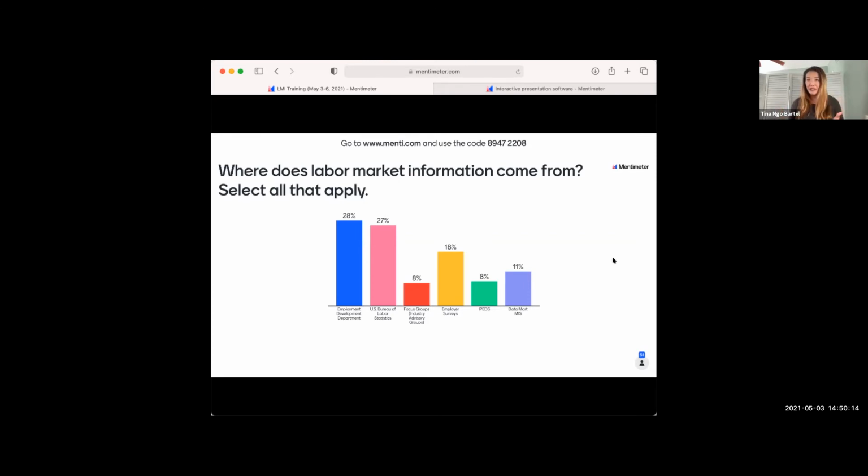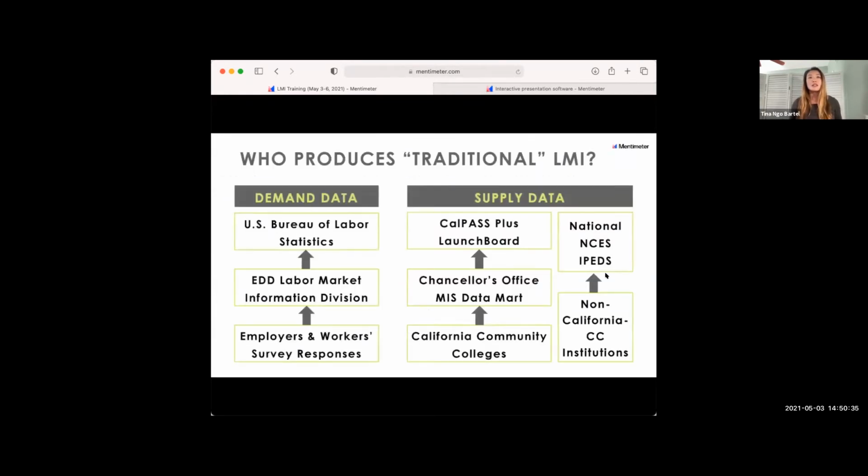And then we talked about IPEDS, which is what non-California community colleges also report to, but I just wanted to clarify that non-California community colleges don't actually use TOP codes or report to Data Mart. So that's why I fixated more on Data Mart for the community college system. Okay. All right, so we talked about this earlier. This is how the data goes up from employers, from the community college system and non-California community college system.